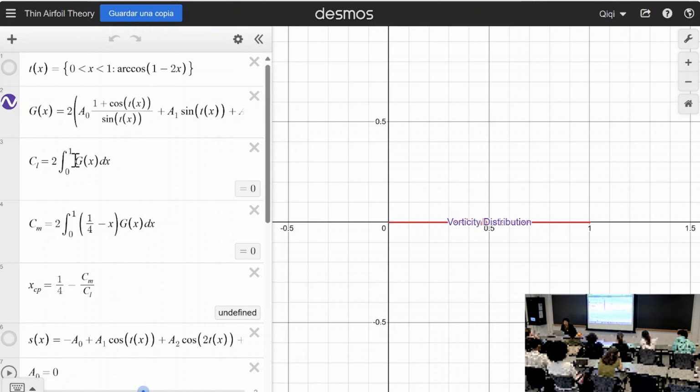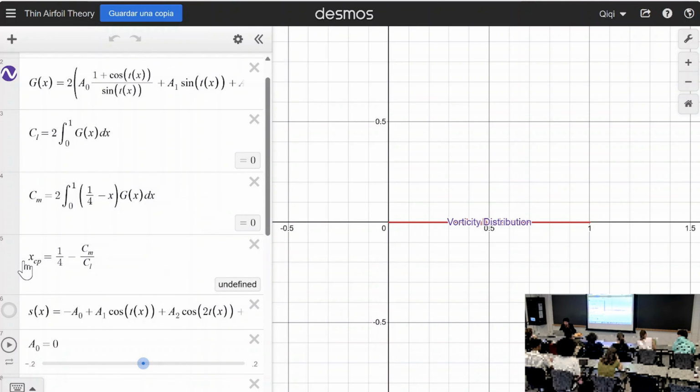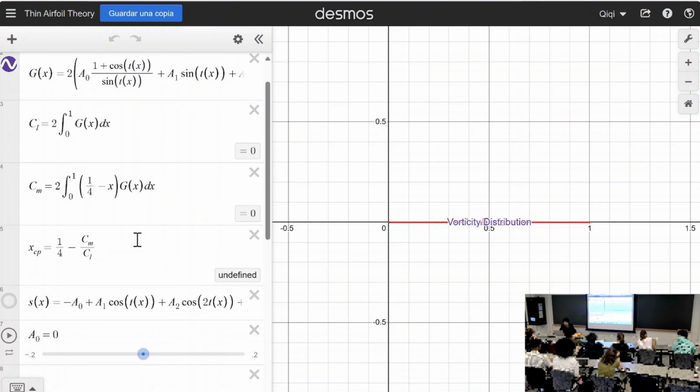Actually it's not gamma, it's gamma over d, right? It's the circulation per length over the airfoil. So right now I have 0 angle of attack and 0 camber, so it's exactly a flat plate. That's why my vorticity distribution, my gamma, is exactly 0. And yeah, XCP is the center of lift. So if the moment is 0, the center of lift is exactly at the quarter chord.